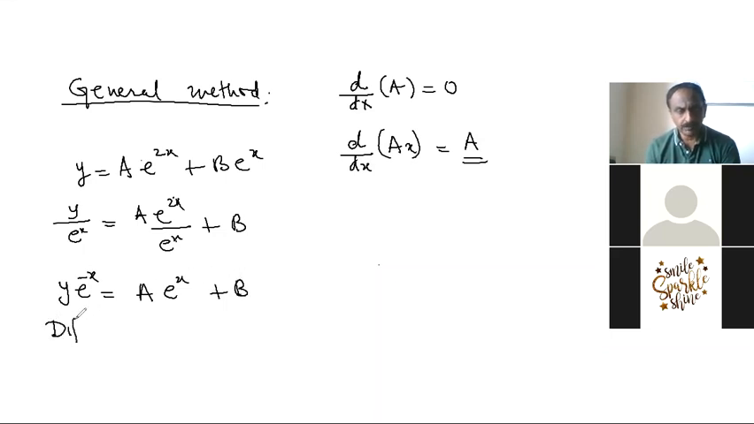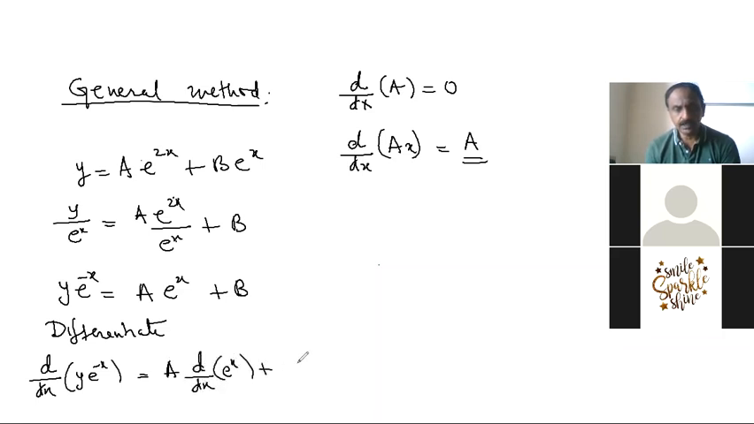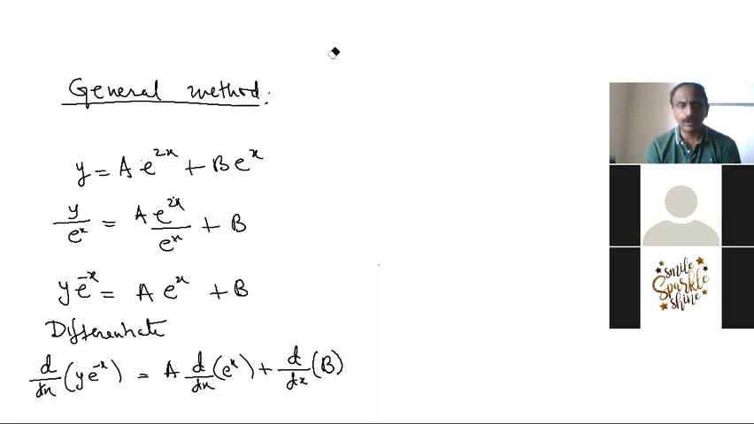Now you will differentiate this. What happens when you differentiate this? Here you need to apply the product rule. So d by dx of y e raised to minus x is a into d by dx of e raised to x plus d by dx of b. Now b is without any x term, so when you differentiate, automatically b gets eliminated. So y into e raised to minus x into minus 1 plus e raised to minus x into dy by dx.